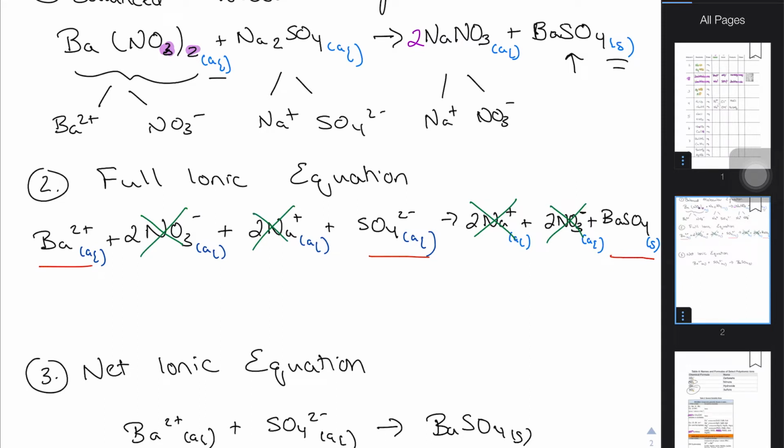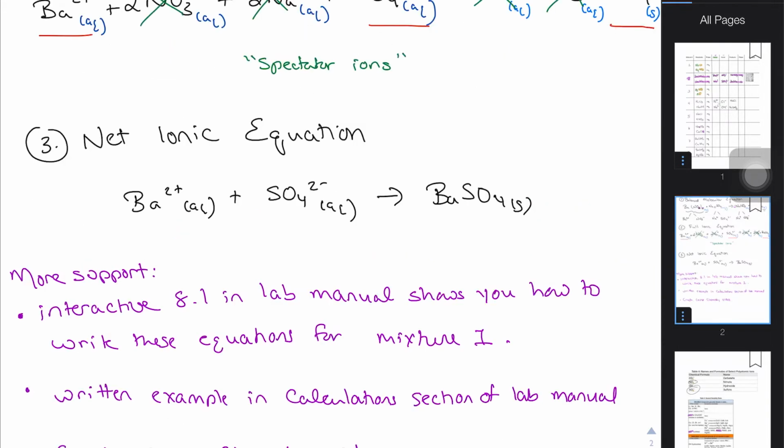So again, these guys are called spectator ions. And the reason they're called spectator ions is because they're not participating in the reaction. They're just hanging out, they're watching what's going on, but there's no participation. So that's why they are called spectator ions.